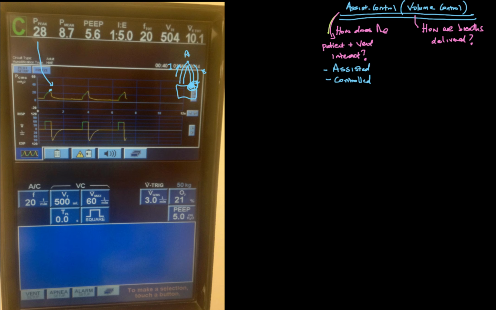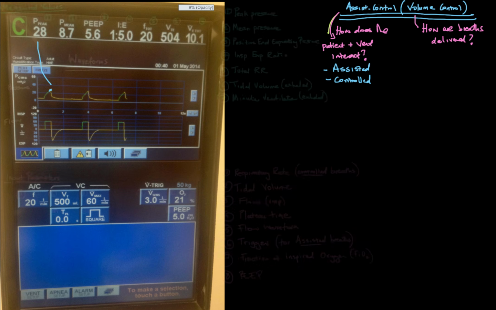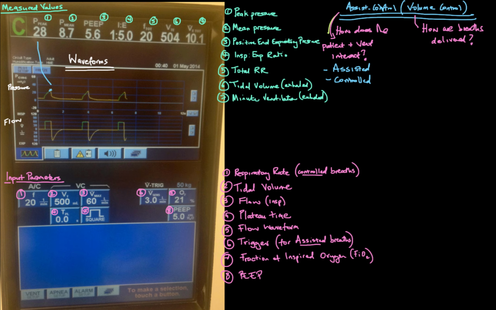So what I'm going to do, I'm just going to undo this little chicken scratch. Earlier on I brought these up, just to save you watching me painfully write out all these words for a very long period of time. So you can see here we have our input parameters: respiratory rate for our control breaths, right? These are going to be control breaths. Tidal volume, inspiratory flow is number 3, plateau time, flow waveform, the trigger for assisted breaths, our FiO2, fraction of inspired oxygen, and our PEEP. So we set all of those.